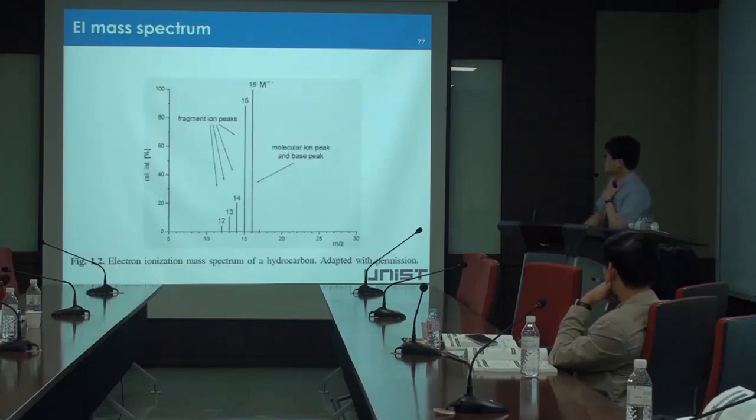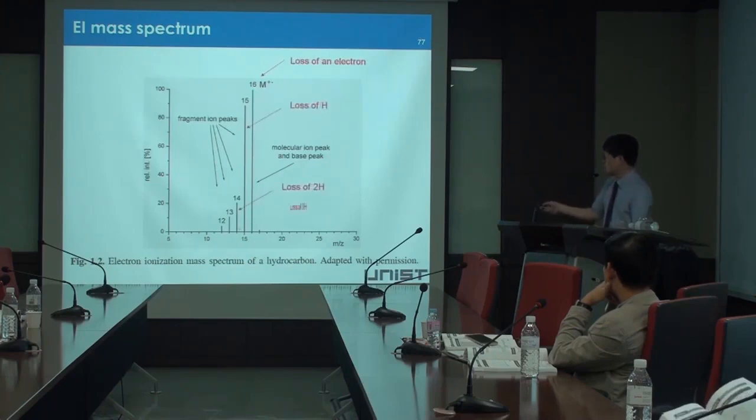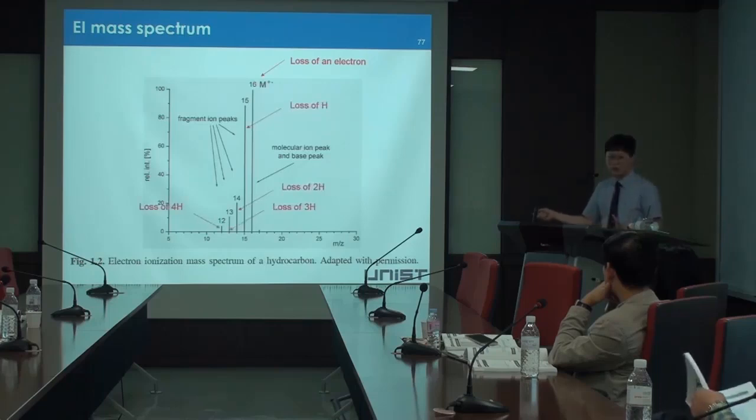So this is an example of an EI mass spectrum of methane, with the molecular ion at 16. And then it loses 1 electron, 1 hydrogen, 2 hydrogens, 3, and so on. Okay, this is a typical mass spectrum of methane.